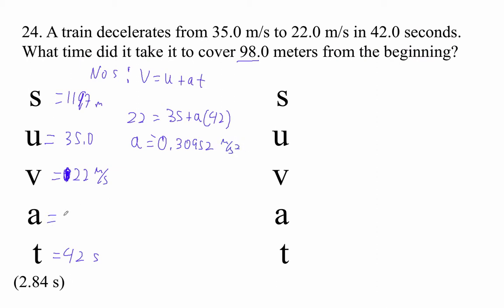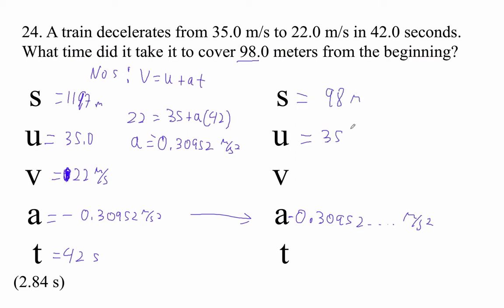We don't want to round that value. So for this one, it's going to be negative 0.30952 meters per second squared. So from the beginning, the initial velocity was 35. The displacement is 98 meters. The final velocity is not going to be the 22, because that happens at 42 seconds, but we're trying to figure out the time for this.